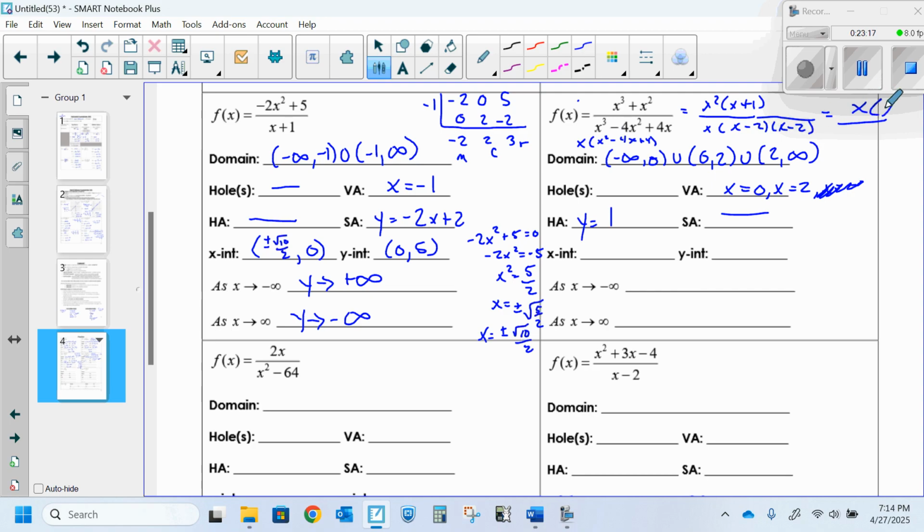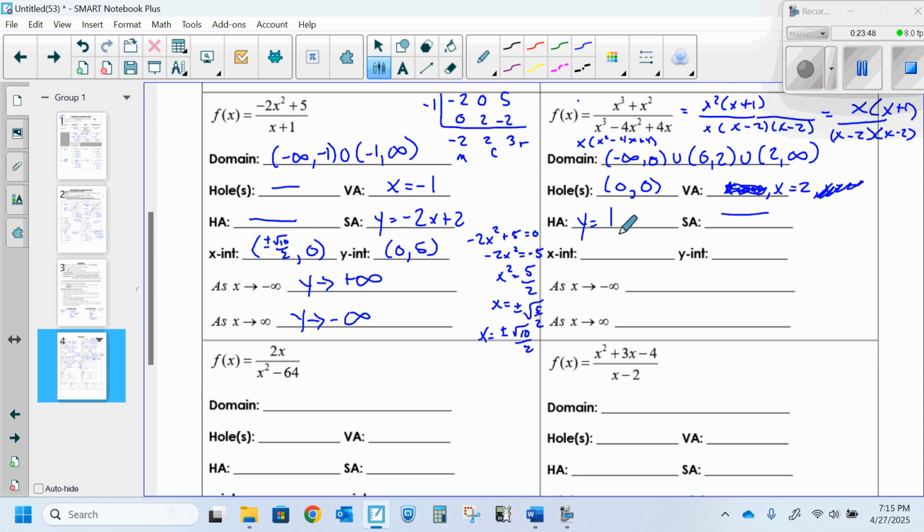So that's going to be x plus 1. Sorry about that. You have a hole at 0, 0, right? I canceled an x, and if I plug 0 back in, I still get 0. So 0, 0, that means we do not have a vertical asymptote at 0.